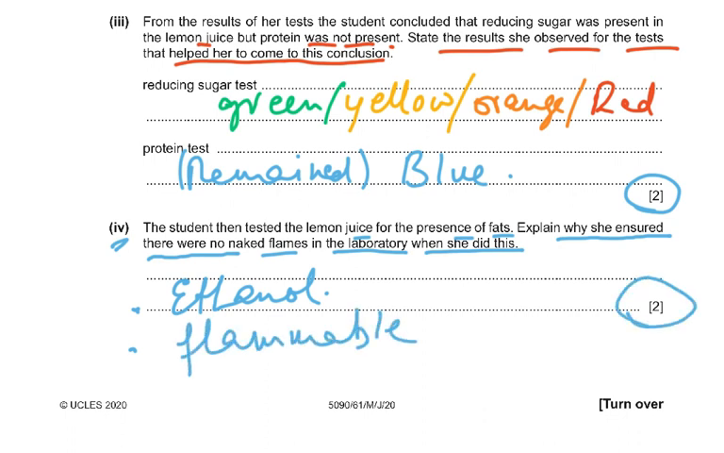So for 2 marks, you had to say that using ethanol or alcohol, you could have used alcohol as well. And this alcohol is highly inflammable, so it can catch fire. So you can have said this.